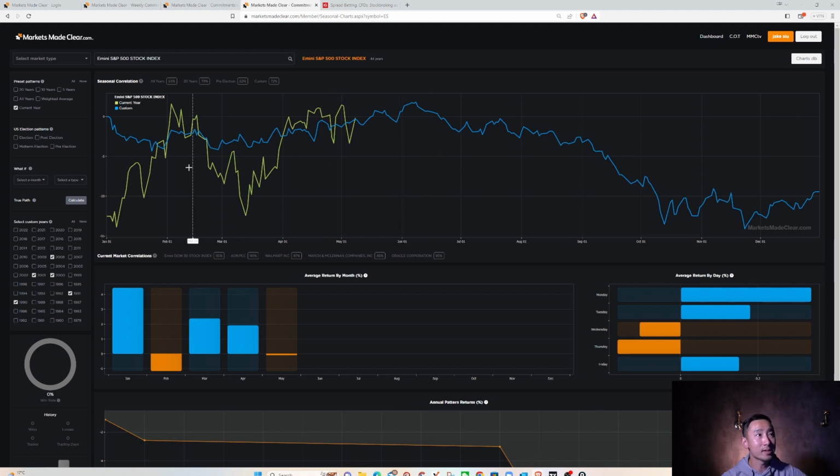Now the blue line is what I put in right here. I put in all the recession years from the 1990s to 2000. So we had 3 recessions then. And once I allocated that, the platform will actually project what a true path could happen. You can see the blue line right here.